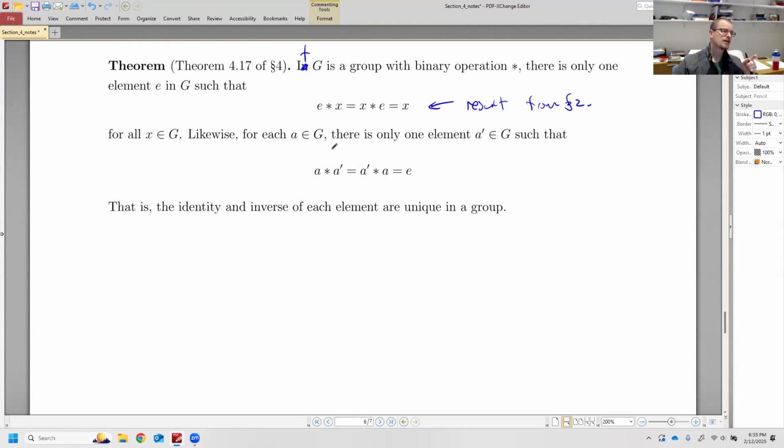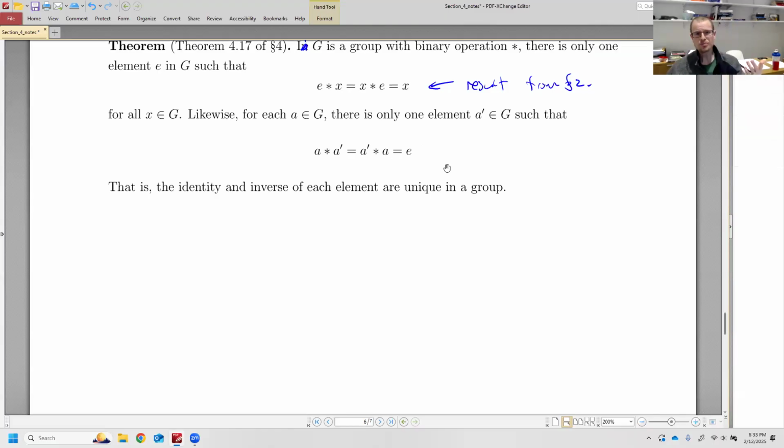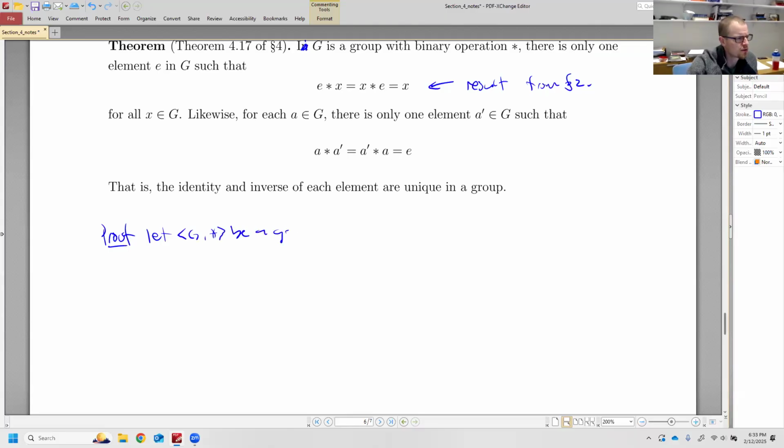What we do need to prove, however, right, we should comment, of course, that we already proved the uniqueness of identity, but what we do need to prove is the uniqueness of the inverse, which is pretty straightforward. So I want to write a short proof of that. Let G star be a group and let A belong to the group with inverse A prime in G. Okay, so with some inverse.